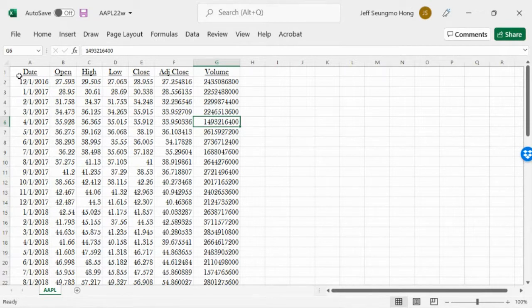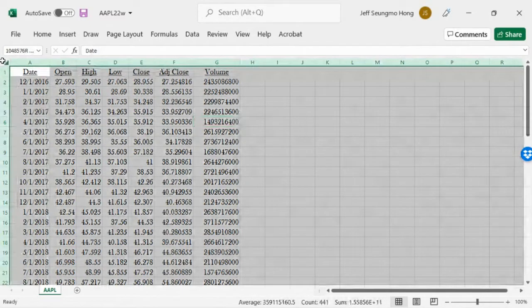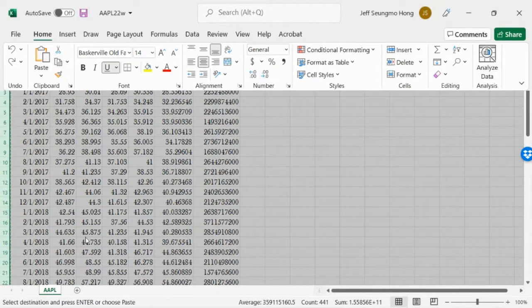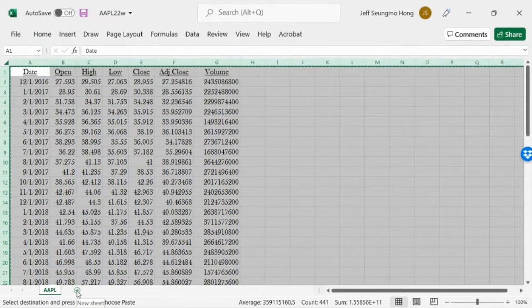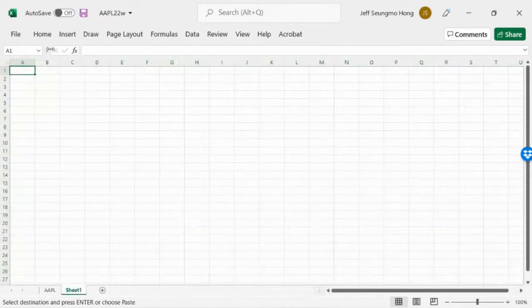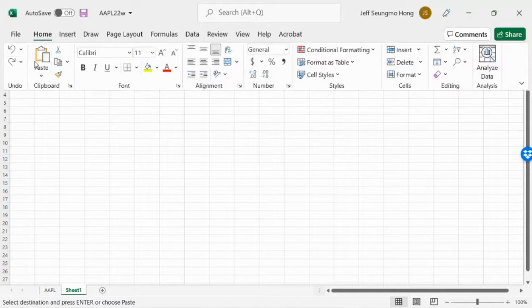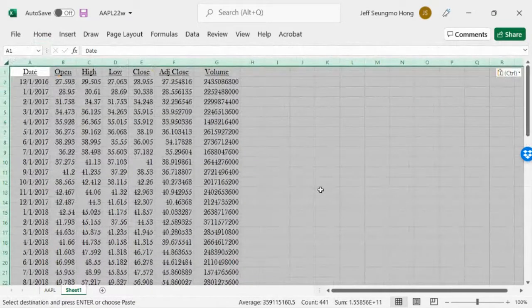We're going to select a specific data set from this, so I'm going to do that in the next worksheet. You can click this and it's going to highlight everything. Then you can copy, click this to open a new worksheet, select A1 and paste it there.